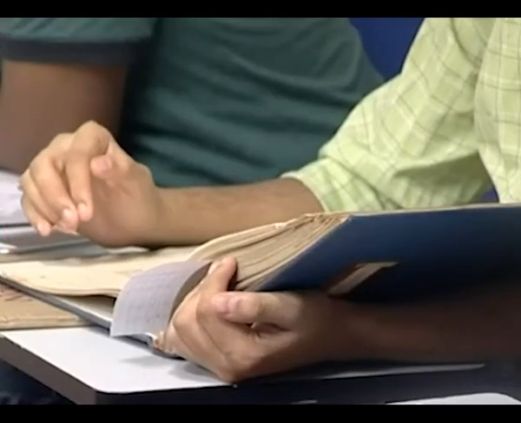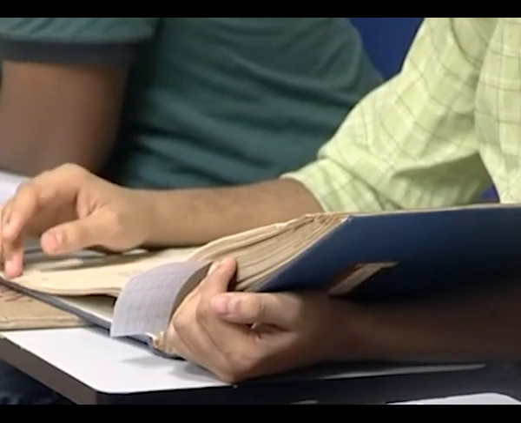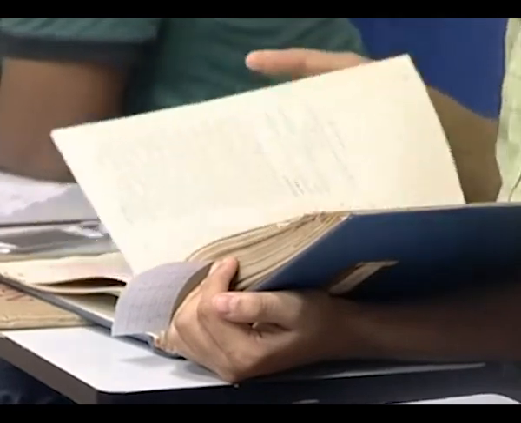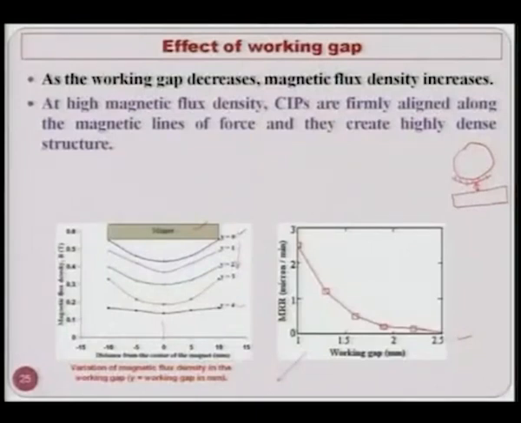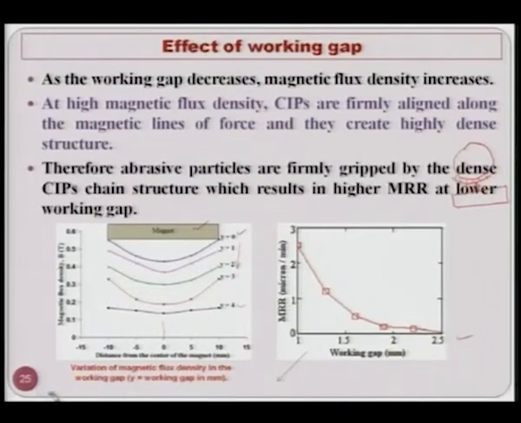And here you can again see this is the wheel or magnet, this is the ribbon being formed, and here is the workpiece. So, depending upon the gap between the two, and this gap has to be 0 until this ribbon is in contact with the workpiece. Otherwise it will not be able to remove the material, because abrasive particles are at the outer surface of the ribbon. So, this contact of the abrasive particle and workpiece has to be there for removal of the material. Therefore, abrasive particles are firmly gripped by the dense CIP chain structure, which results in higher MRR at lower working gap.